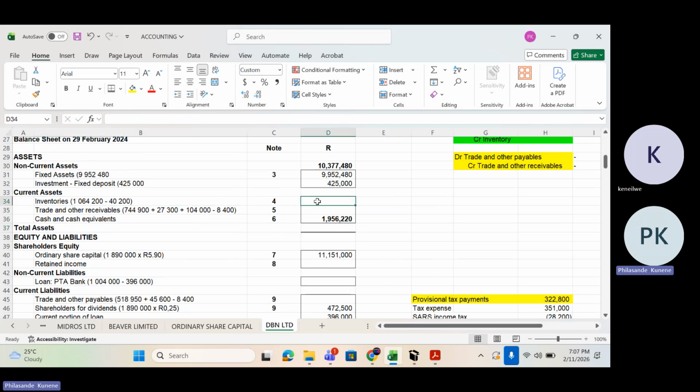So for our inventory, how much are you going to get? 1,064,200 minus 40,200. 1,024,000. 1,024,000 rands. Thank you on that. So let's count this one now. 744,900. Trade and other receivable. How much are you getting there?